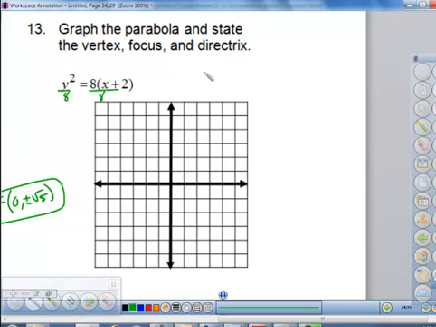Okay, so then I have y squared equals x plus 2. And then I'm going to subtract the 2 over. So this is what this one looks like. It's x equals 1 over 8 y squared minus 2.